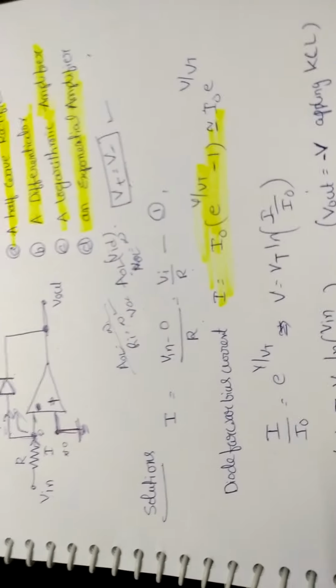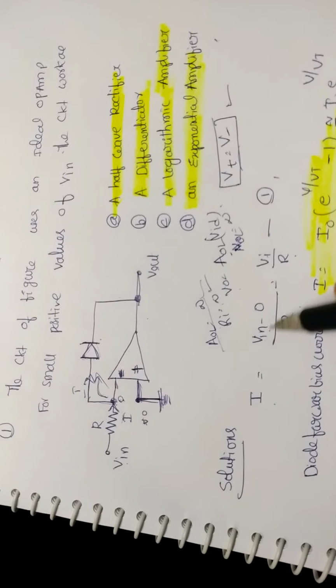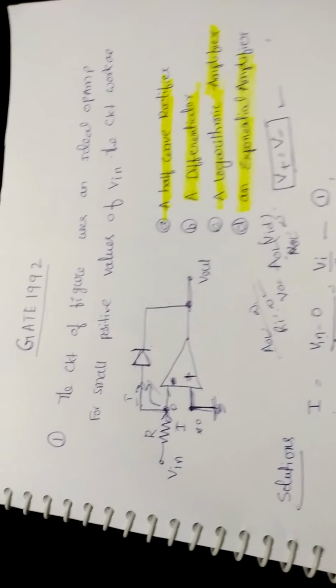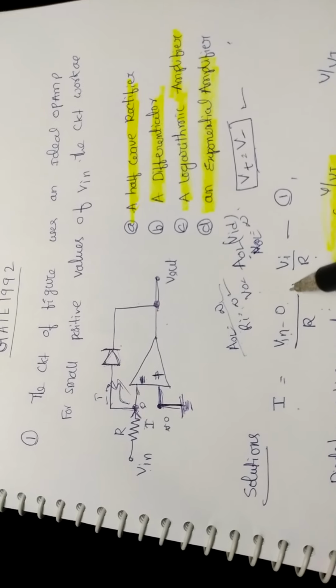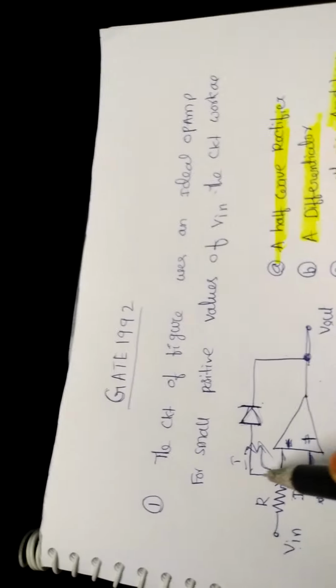So here you apply the KCL rule. I is equal to V in minus 0 by R. So the current flowing in the resistance is V in, minus this node which is 0, by R, equal to V in by R. That is the first equation. The same amount of current is flowing through the diode, and the diode is forward biased.